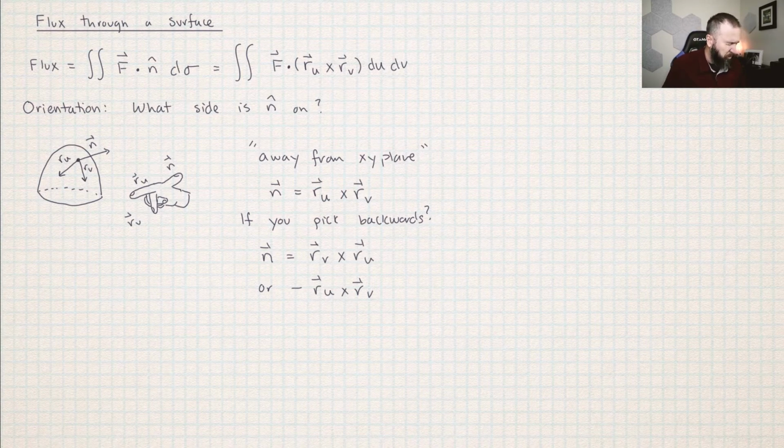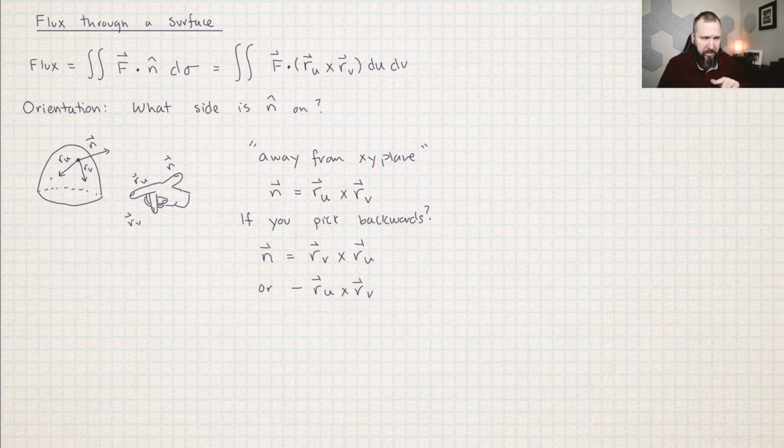What I'm saying is that if you ever pick backwards, it's usually obvious just by looking at the normal vector that you've chosen the wrong way. It's not a big deal. Your choices to fix it are, you can either switch the order and do r sub v cross r sub u, or you can just stick a negative in front of it, and basically that would be giving you that normal vector that points into the surface right there.